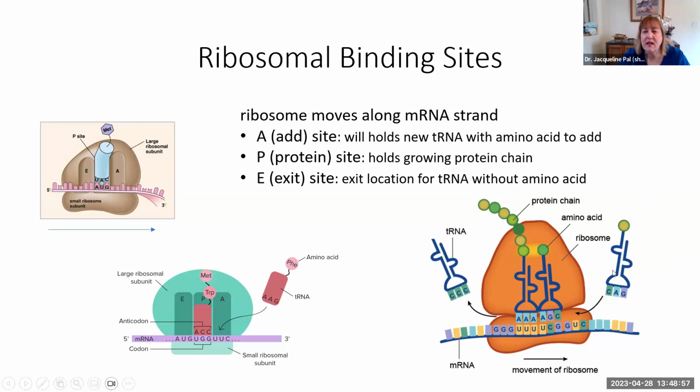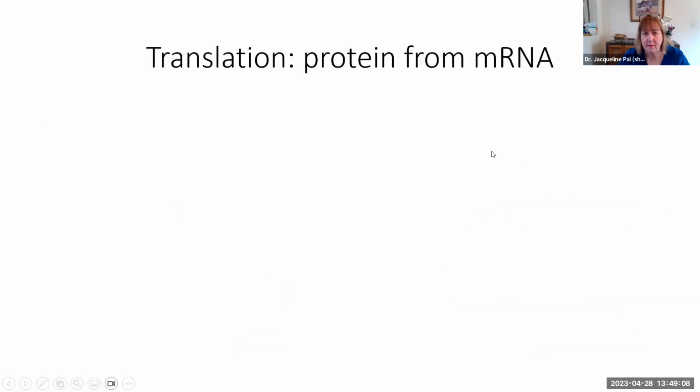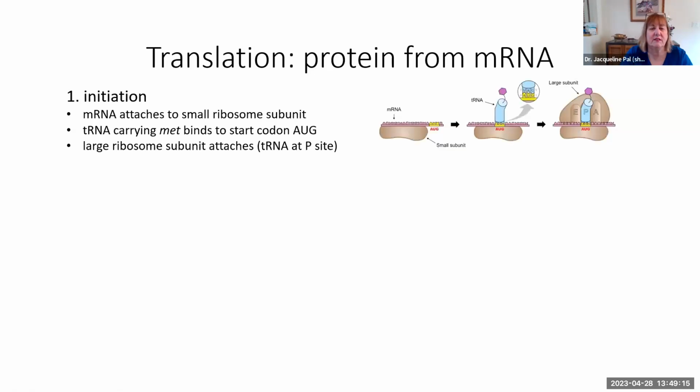And here's an incoming one wants to go in. The A site is full, but as soon as this detaches, it's going to go to the E site. Then this one's going to go to the P site, and then the new one can go to the A site. All right, so let's talk about translation once again, step by step, to make sure you get it.